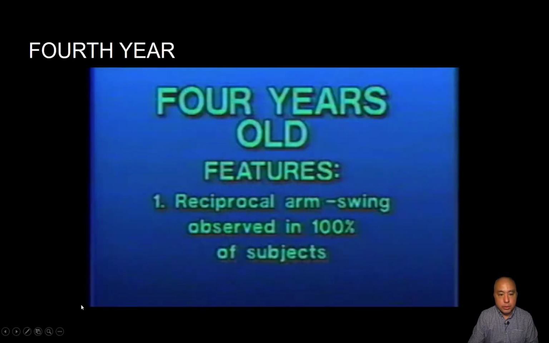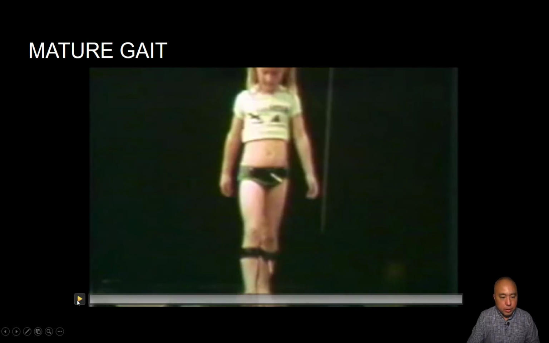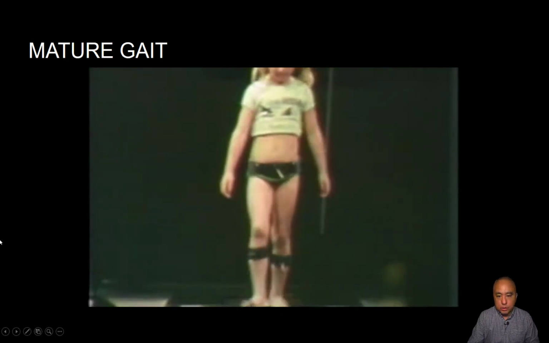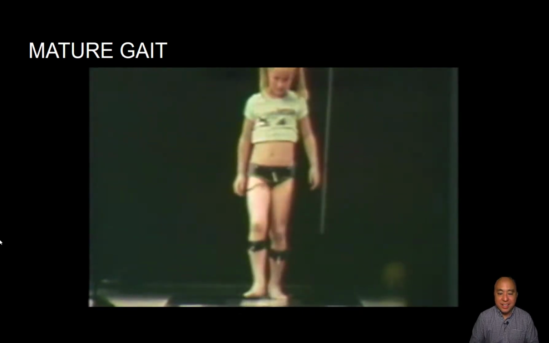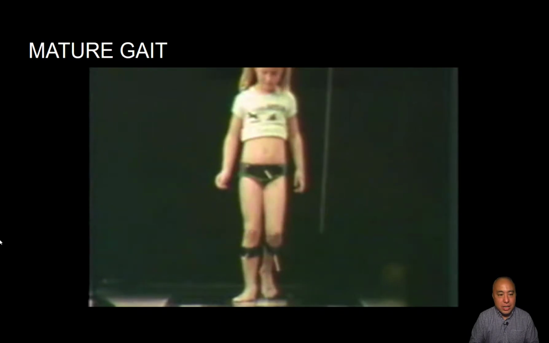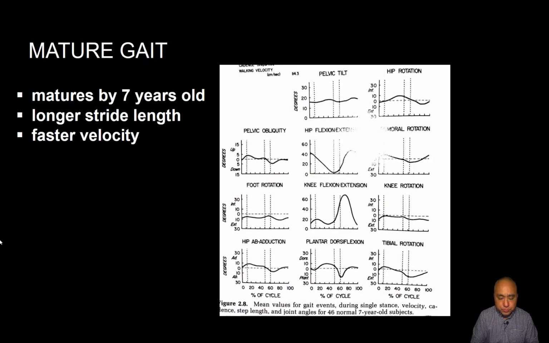And you can see a little bit of that reciprocal arm swing. So now you can see it's a more vigorous, confident gait pattern. By the 4th year, it's what we consider 100% mature. And just take a look at this video. This is a 4-year-old, and she looks as confident of a walker as you would expect. So the dramatic changes, as I mentioned earlier, happen in the first 4 years of walking.